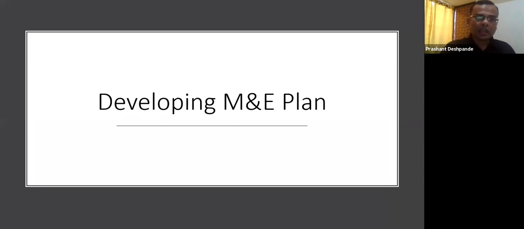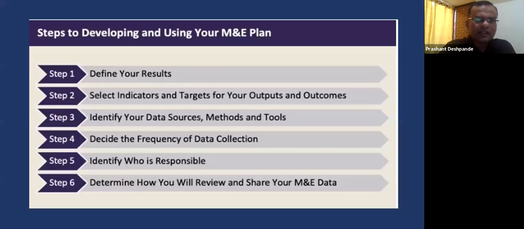Now, this is the last portion in this module, and we have an assignment on this: developing an M&E plan. It has 10 units. Like the last module, where we built a logic model, similarly we'll be developing an M&E plan as an assignment. There are some steps, and I request all to remember these steps as well, because it is important to follow them. Step one is to define the results.